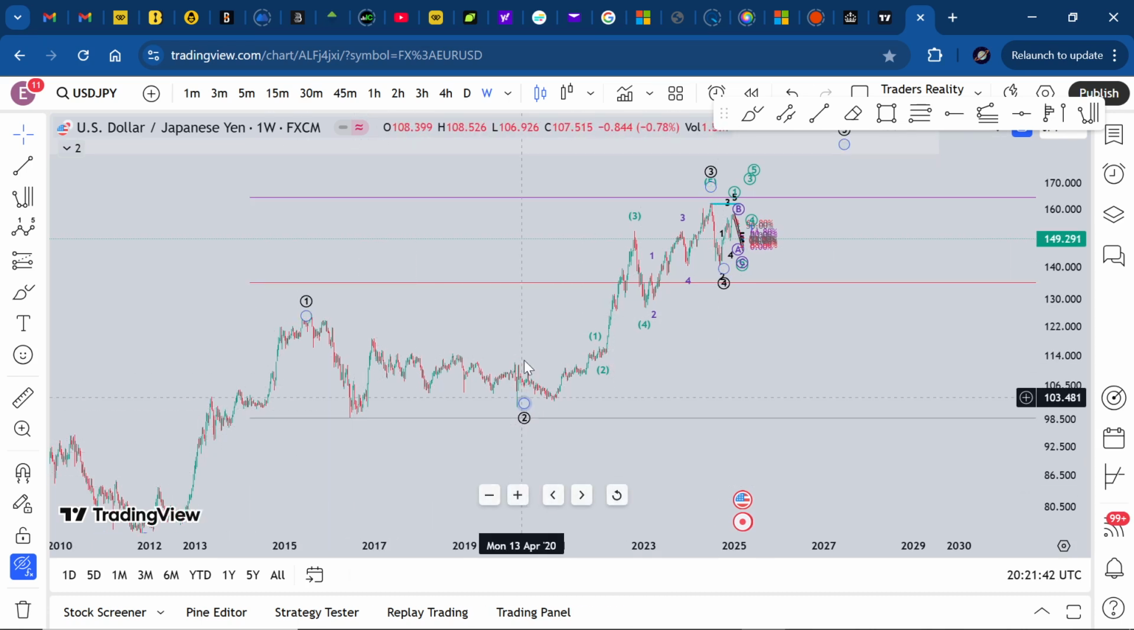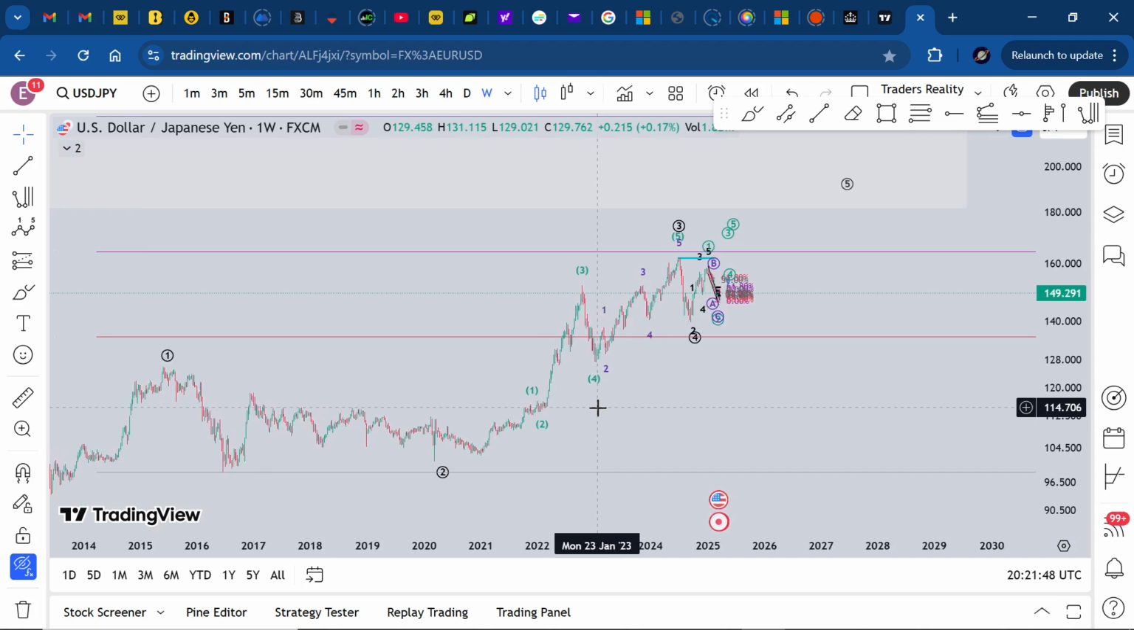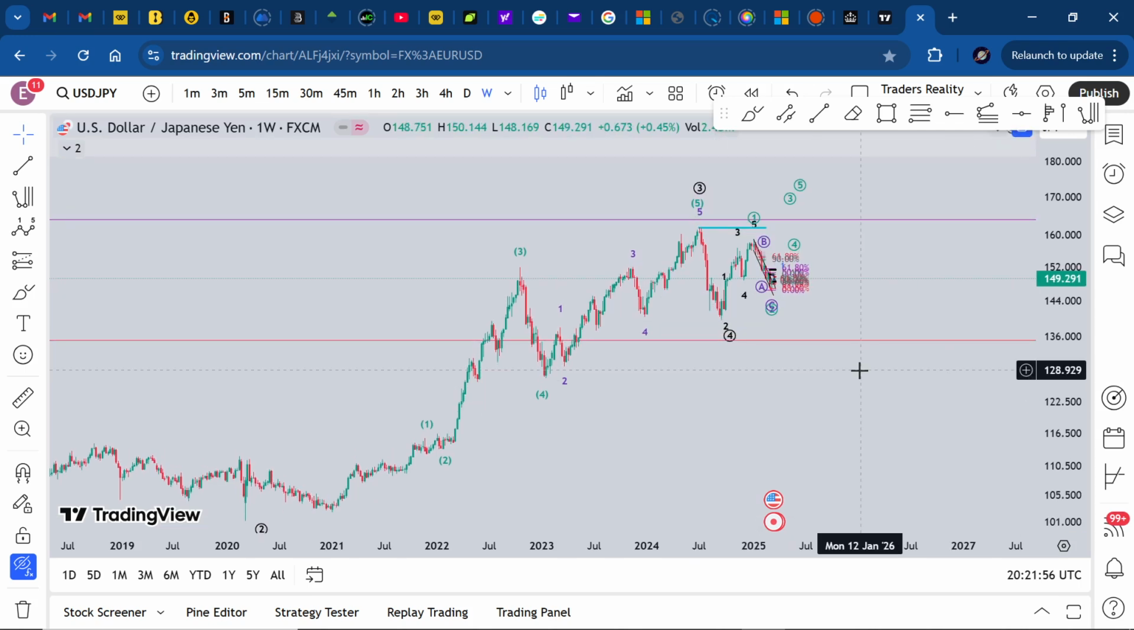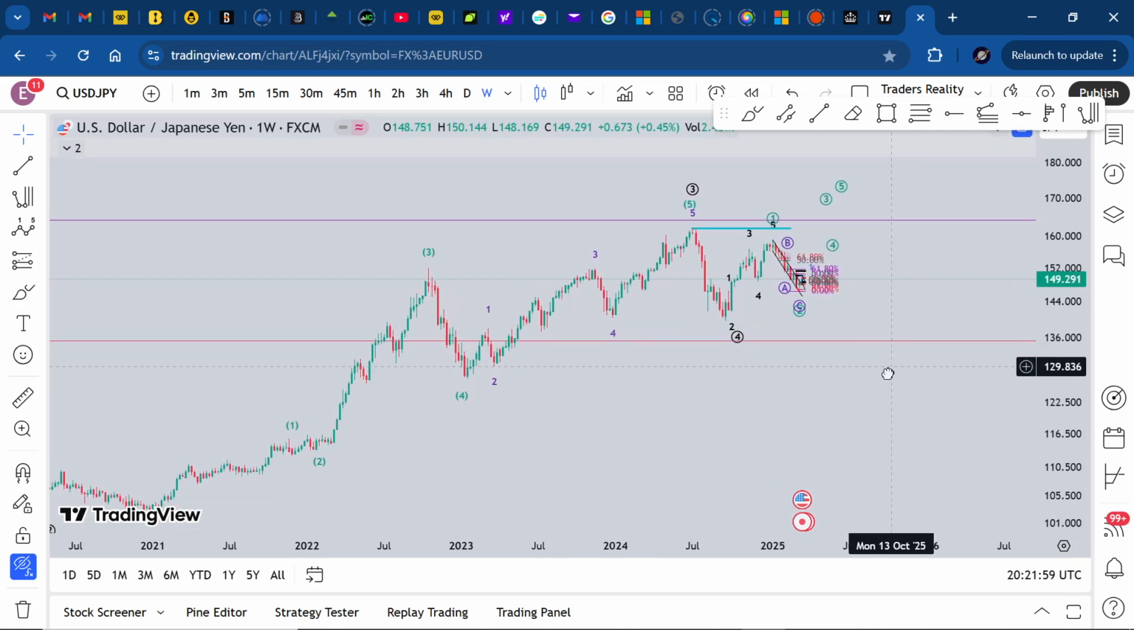WXY. Then we get 1, 2, or 1, 2, wherever it is. We got a 1 and a 2 here, a 3 and a 4 here. And then from here we get a 1, 2, 3, 4, 5. Sweet. I like how UJ does its impulses.